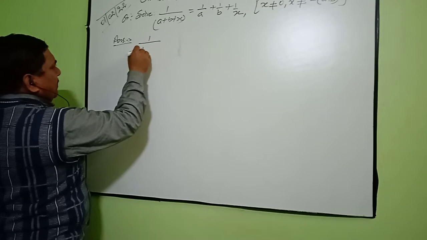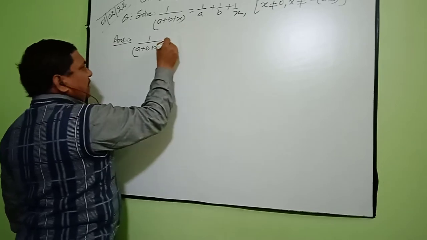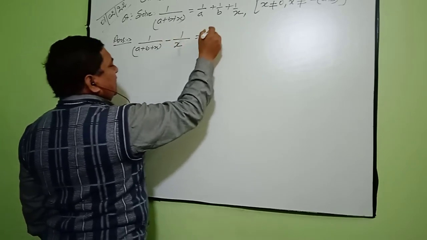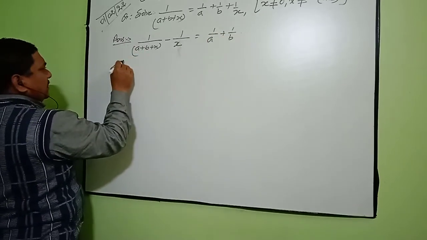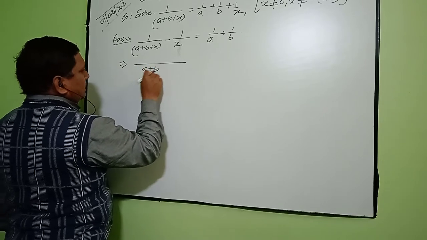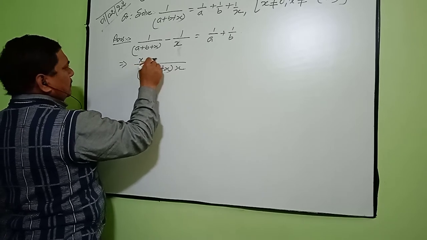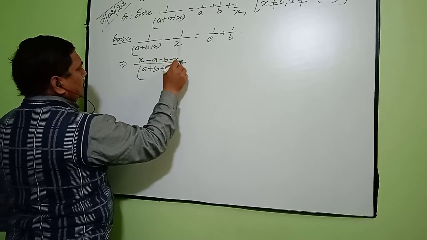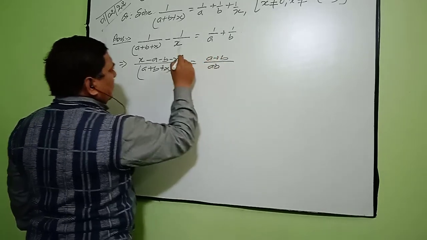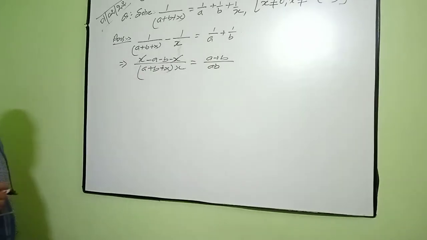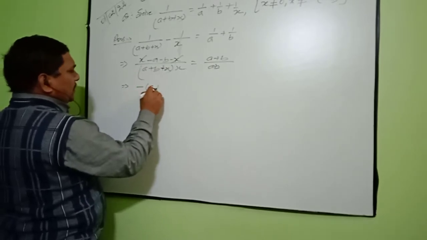1 by (a plus b plus x), and 1 by x should be on the left side. This is a trick. The rest will be on the right side. Now next step: x and x will cancel. Now take minus common.